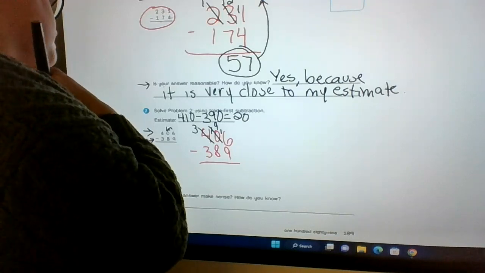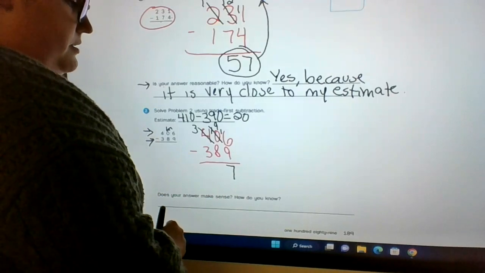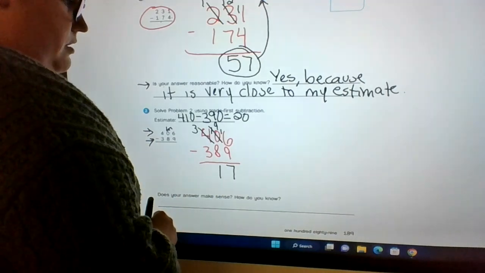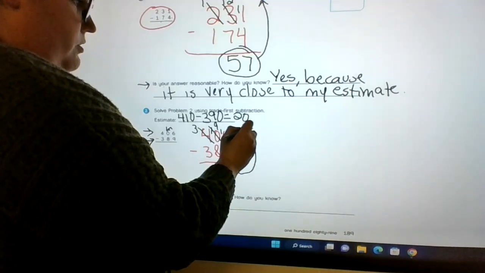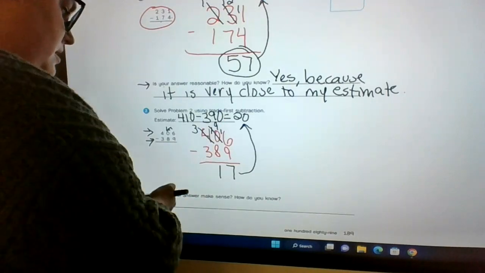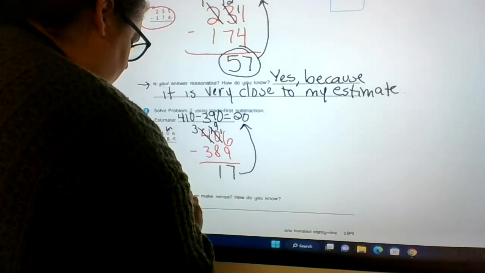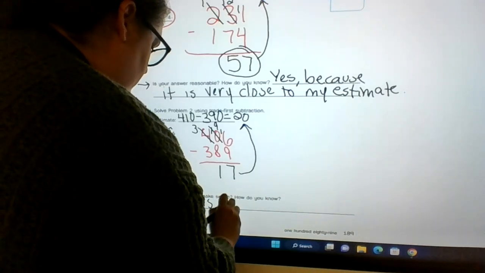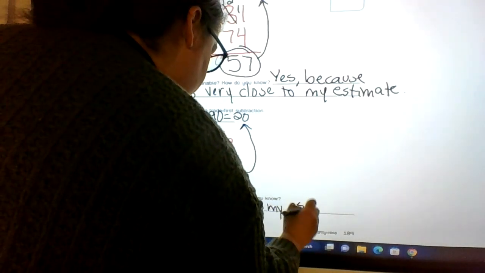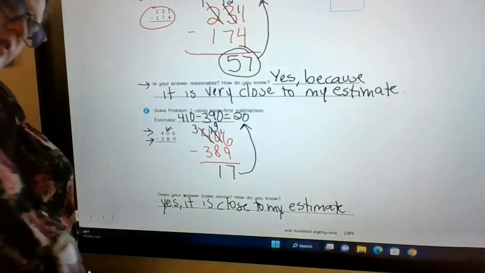16 minus 9, 7. 9 minus 8 is 1, and 3 minus 3 is 0. Last, you got to look at how close our estimate is to our actual answer. That's only 3 off. So again, does your answer make sense? How do you know? Yes, it is close to my estimate. Very good.